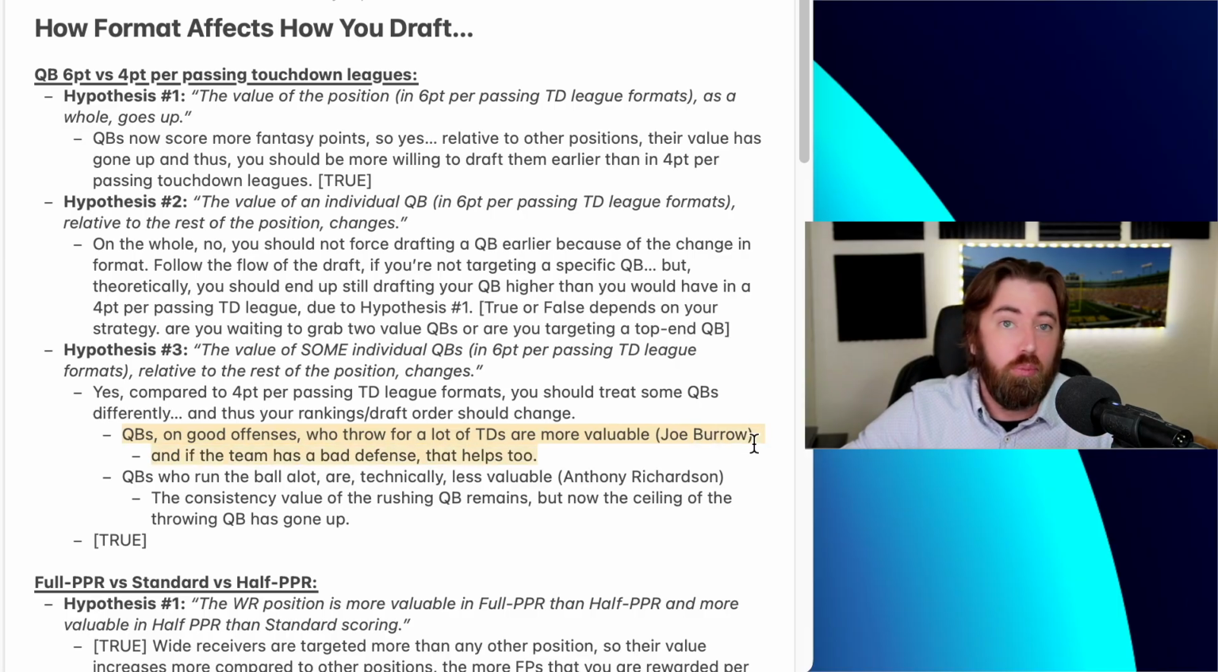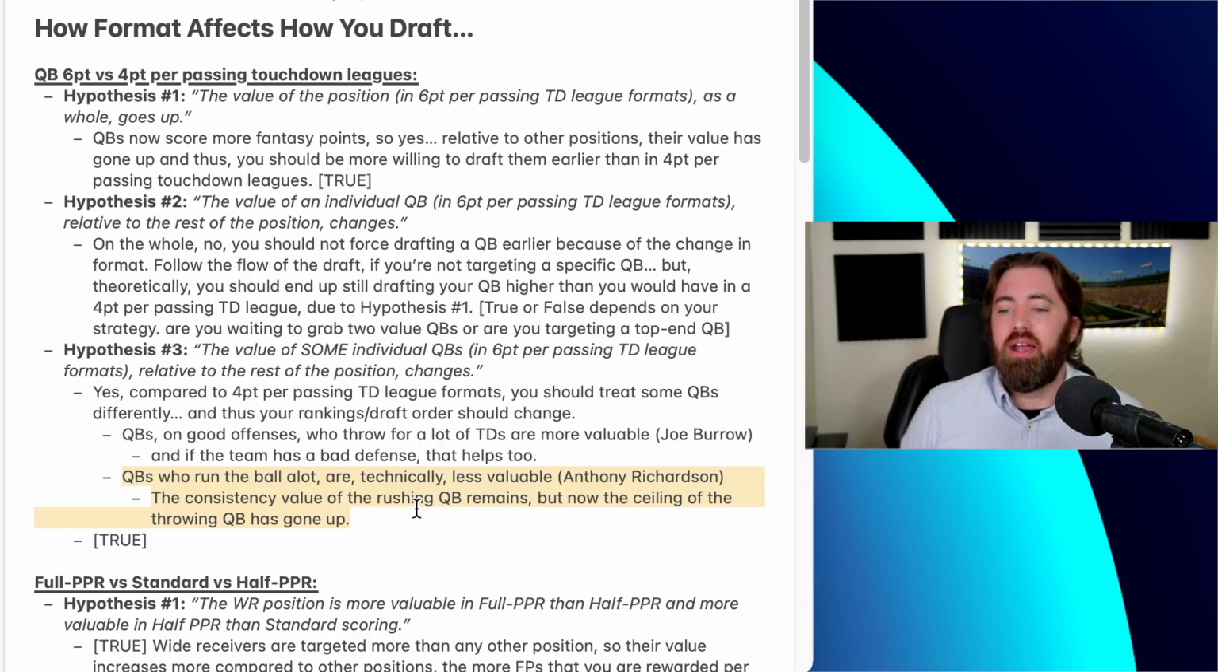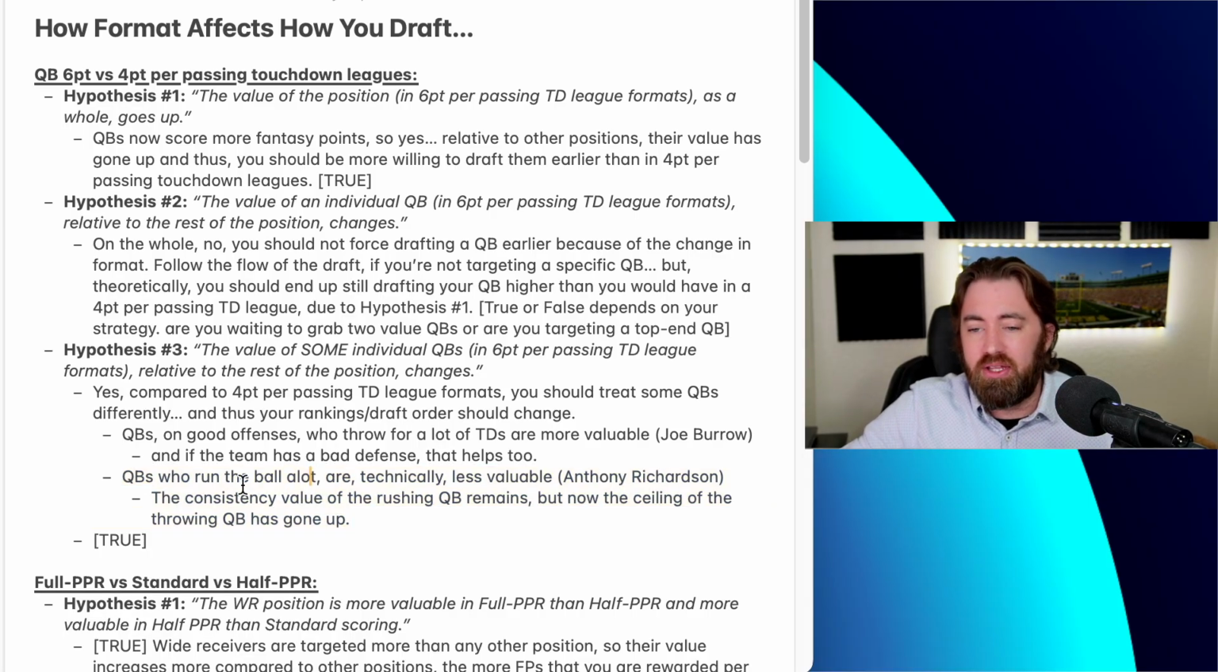Think of a Joe Burrow. And if the team has a bad defense, that's something that could help more, thinking specifically of Joe Burrow last season, potentially this season as well, if they don't sign some more people there. And then you have the opposite quarterback, the quarterbacks who run the ball a lot. They are technically going to be less valuable in this format relatively than another. And when it comes to those top-end rushing quarterbacks, it really equaled out, doesn't matter too much.